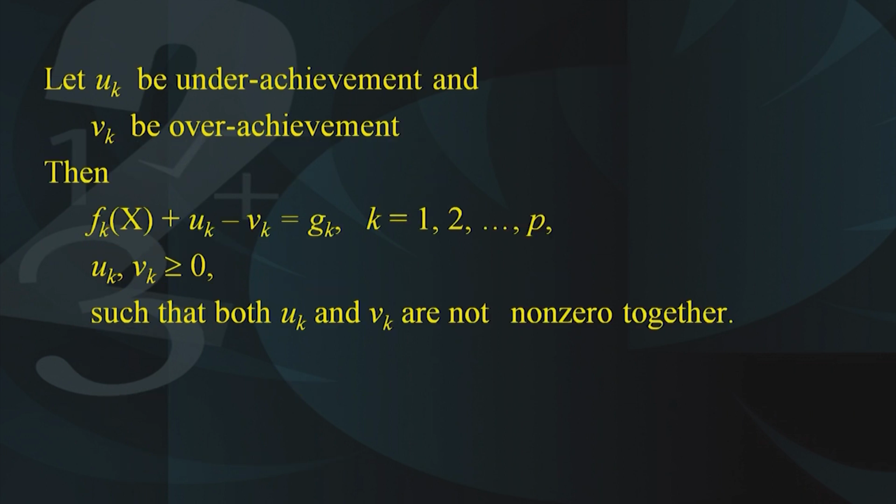Now, let us denote by ui the underachievement variables, and similarly vi the overachievement variables. Then we can denote p number of equality constraints as before, that is fk(x) plus uk minus vk is equal to gk, where the value of k goes from 1 up to p, and uk and vk should be greater than or equal to 0, such that both uk and vk are not non-zero together.